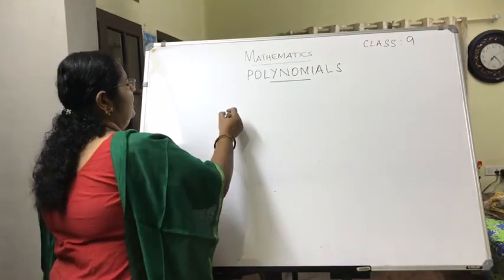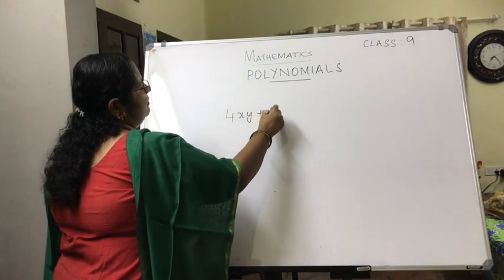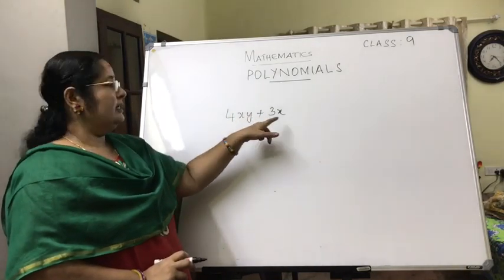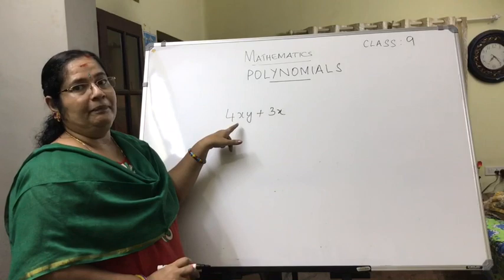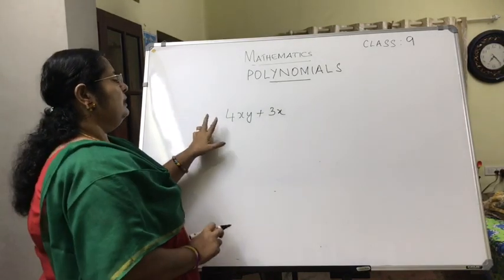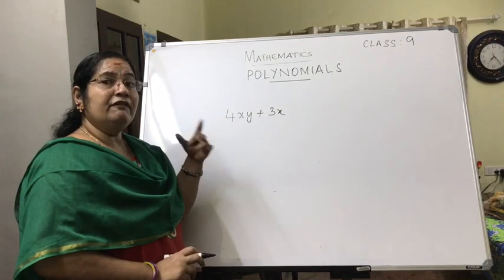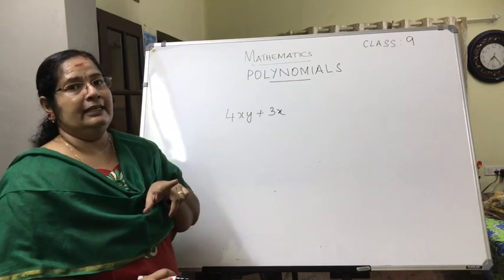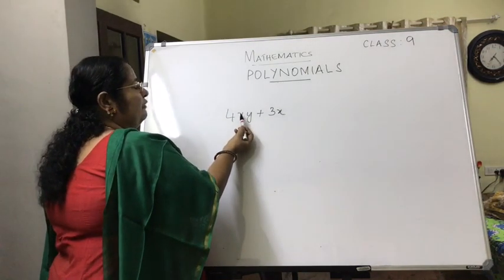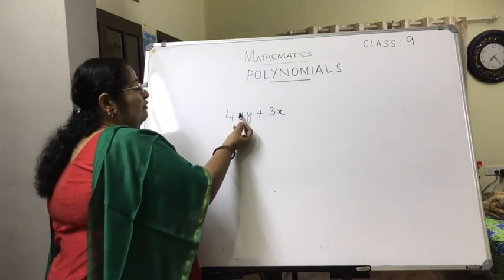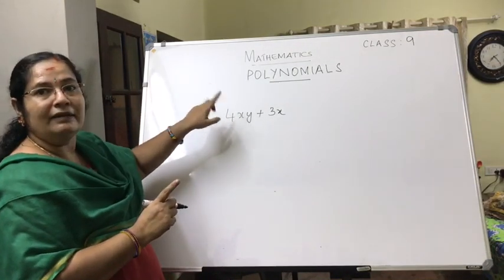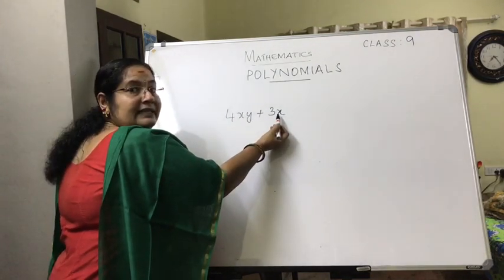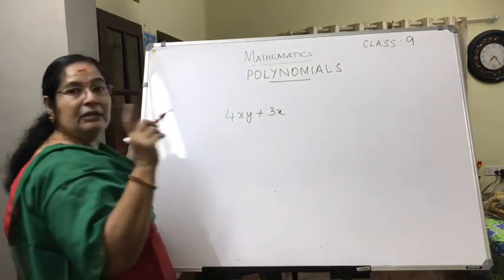Suppose I take, say, 4xy plus 3x. This is an expression having which variables? It has x as well as y. Now here the power of the variable should be what? A positive integer. If you take x, what is the power? The power of x is 1. This is actually x raised to 1. What is the power of y? It is also 1. So this you call a polynomial.